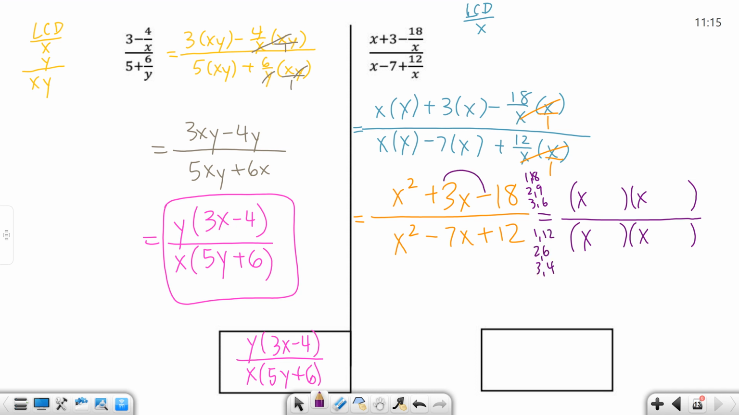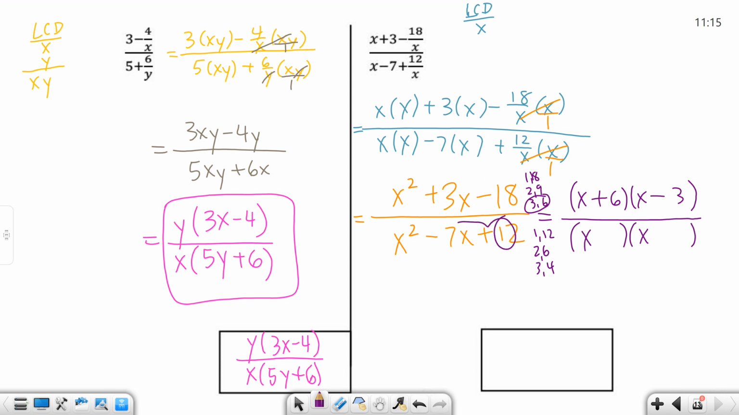I want the factors of 18 that subtract to give me 3. Well, 6 and 3, right? 6 and 3 subtract to give me 3. Bigger number gets a plus. 6 is bigger, gets a plus, and the only way to get the negative 18 is for them to be different signs. So it's got to be a minus 3.